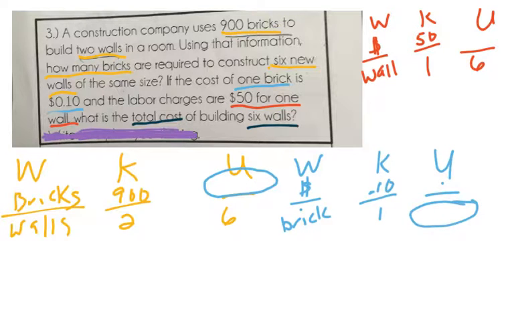And then you need the total cost. So you're going to have to add, right? You're going to have to add this cost and this cost together. The cost of your bricks and the cost of your walls together to get your final answer, okay? So I helped you set that one up. You have to solve it.